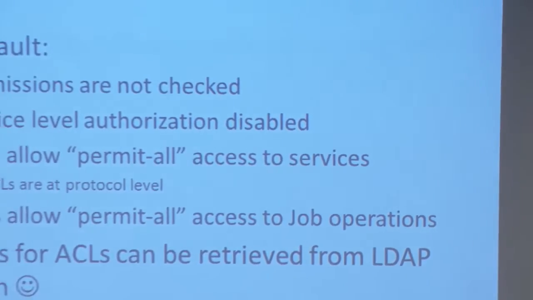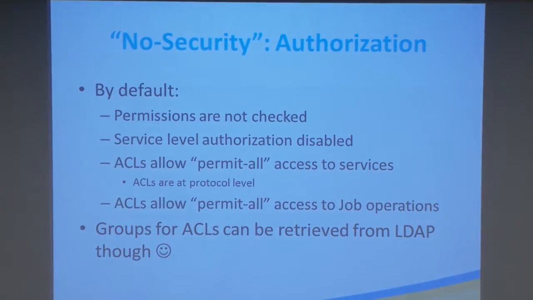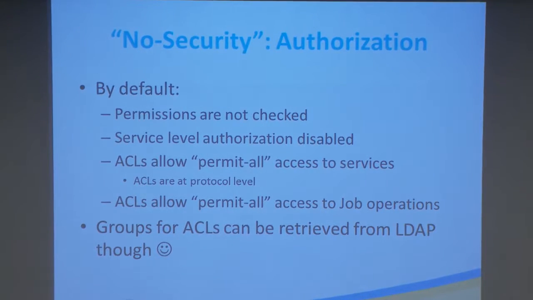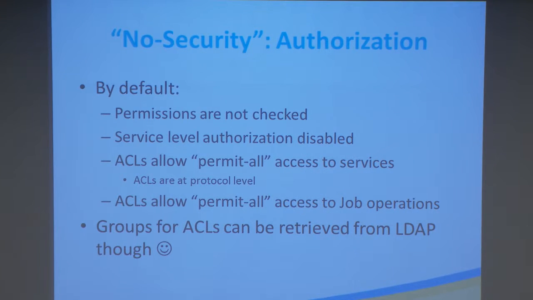So authorization, and again, you will hear this theme of "by default" a lot. By default, permissions are not checked. Service level authorization is disabled. ACLs permit all access to services. ACLs are at protocol level. There are 10 or so protocols, or maybe fewer. ACLs permit all access to job operations. So if you have multiple jobs running for multiple users, I can go in and start deleting others' jobs and changing the priority of those jobs.